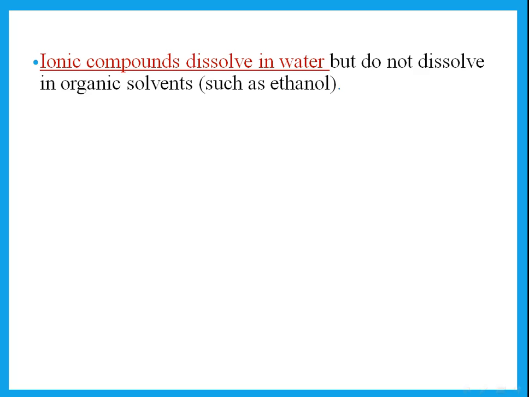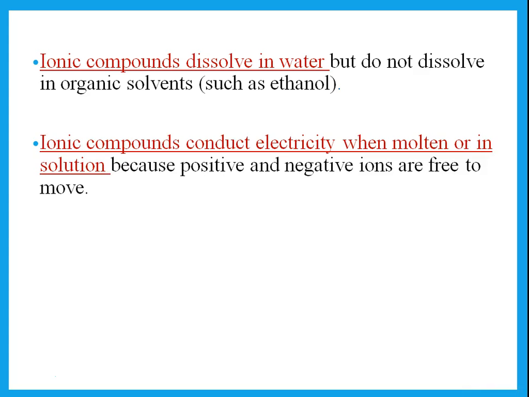Okay, if we're talking about physical properties of ionic compounds, we said they have high melting point and boiling point. Another one would be they dissolve in water, but not in organic solvents such as ethanol. Another one would be the fact that ionic compounds conduct electricity. Now, when do they conduct electricity? They conduct electricity only when molten or in solution. Remember, we said the word molten means I heat it until it melts.